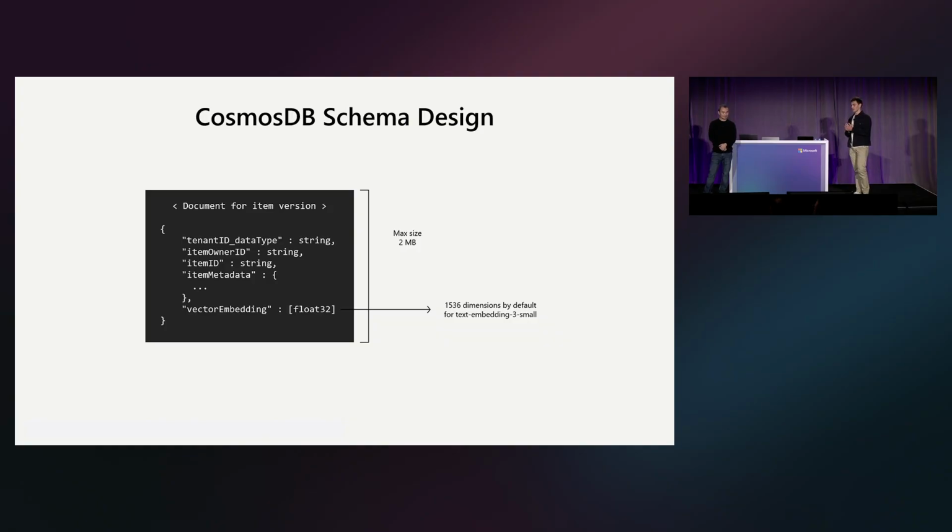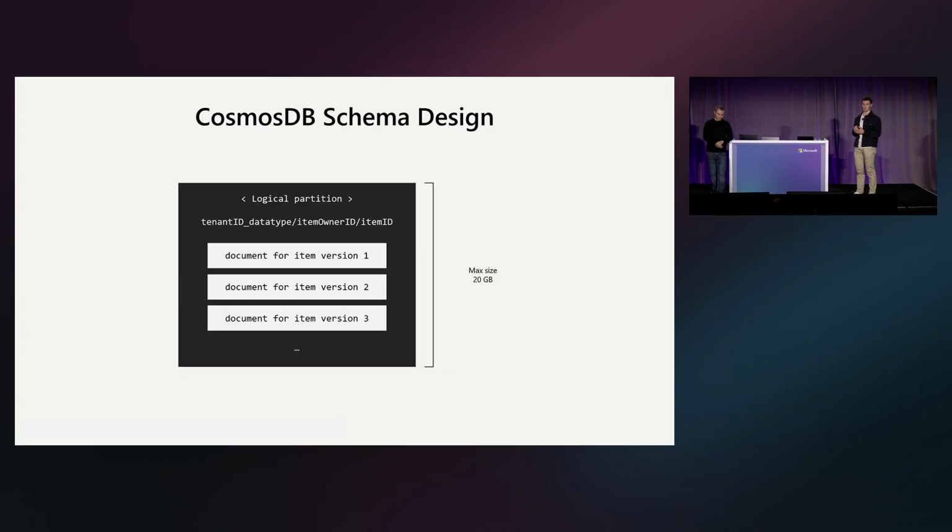Cosmos Database, like other NoSQL databases, enforces a maximum size on documents. This is set to 2 megabytes. For the vector embedding, based on the settings for the embedding model we use, text-embedding-3-small, we get 1,536 dimensions, each of those being a float32. That is stored in the vector embedding field there.